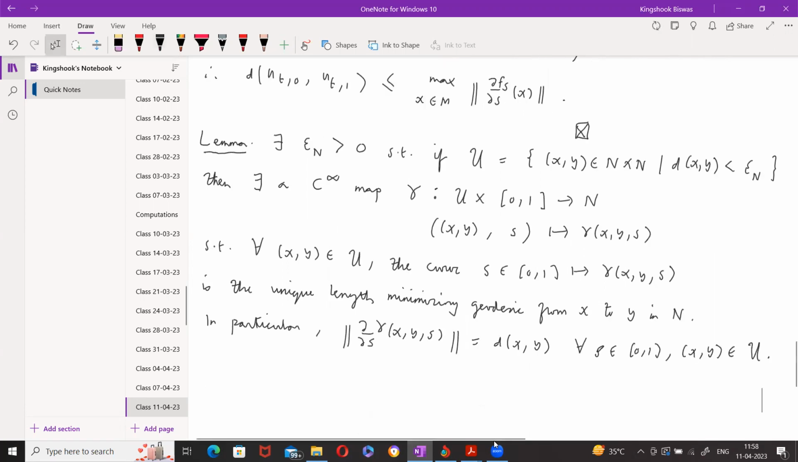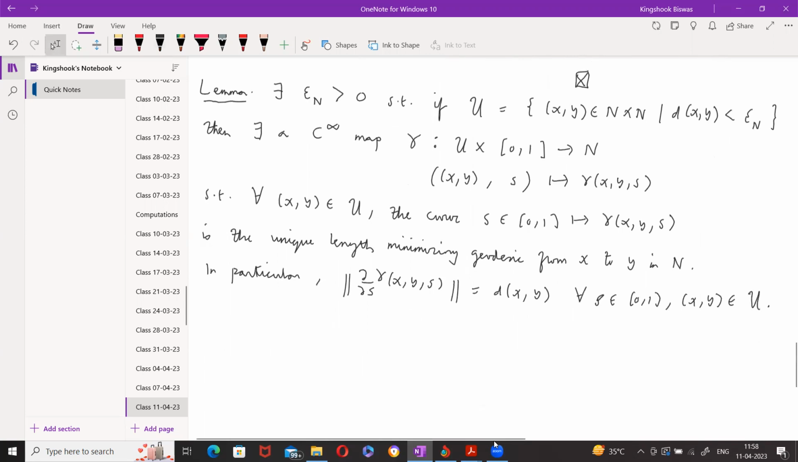So is the statement clear? You have your manifold, and there is a small constant epsilon_N so that if I take any two points within distance less than this constant, then there is a unique length minimizing geodesic joining them. So this is x, this is y, and a point here will be gamma of (x,y,s).